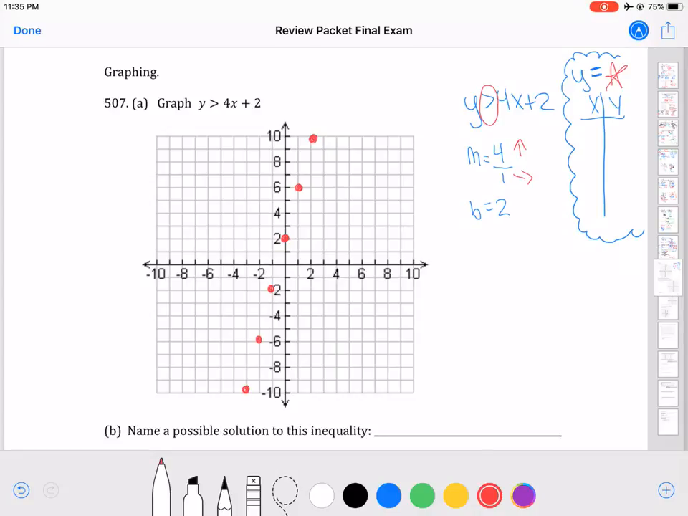A benefit of doing it this way, plugging it in the y equals, is you can hit the graph button before you pull up your table just to see what your graph is supposed to look like, and then kind of go from there.